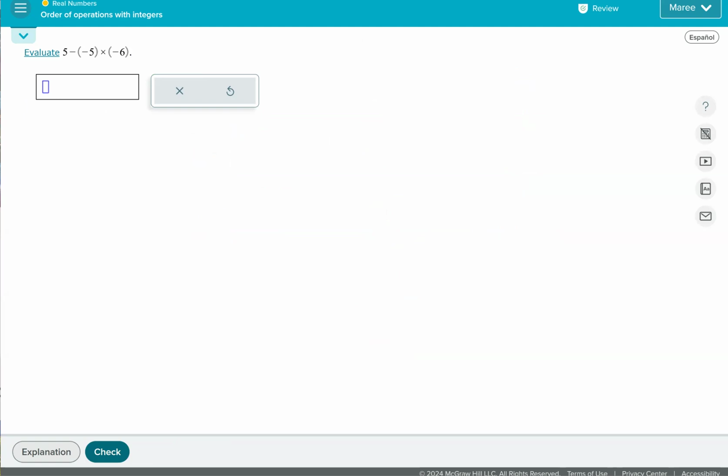Okay, so in this problem, we have a minus sign and we have a multiplication symbol. In our order of operations, we want to multiply before we subtract. So let's keep our subtraction sign there. I'm going to go ahead and put brackets in to help us focus on our multiplication problem. -5 times -6. Two negatives, when we multiply, become a positive. So this is going to be a positive 30.